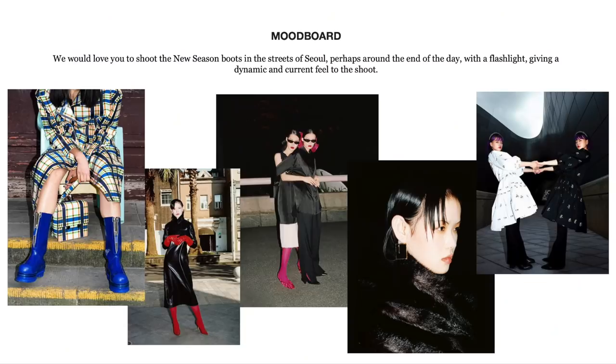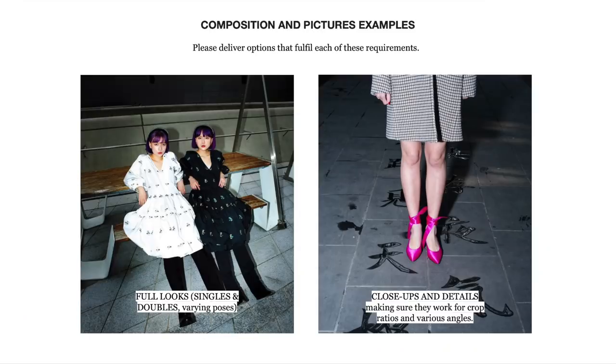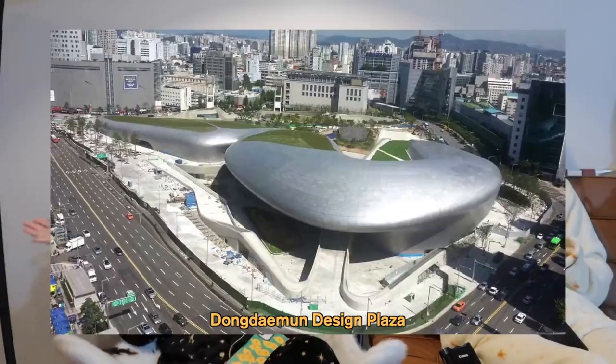They specifically asked us to create flashlight images. So they want us to utilize a flashlight in a darker background and also have geometric, architectural places. So we also gotta find a studio. But for some of the photos, we're actually gonna go to the DDP, where Seoul Fashion Week happens.